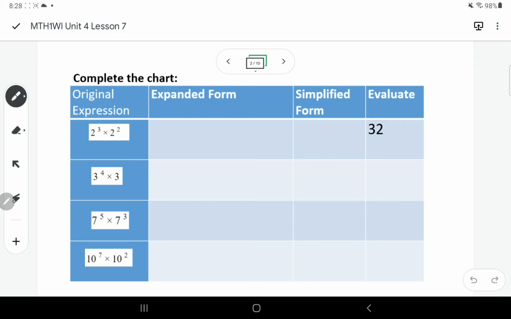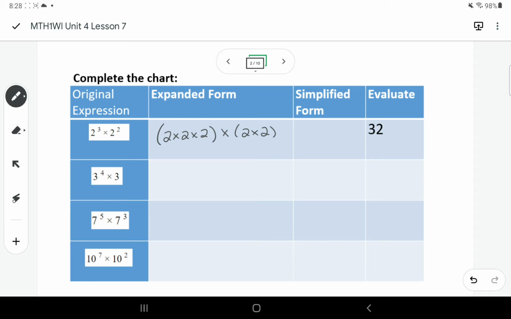So we're going to start the same way we did for the previous lesson. Now, here we've got a bunch of expressions with bases and variables. So I know here that I have 2 cubed times 2 squared. So I know that 2 cubed is 2 times 2 times 2. And that 2 squared is 2 times 2.